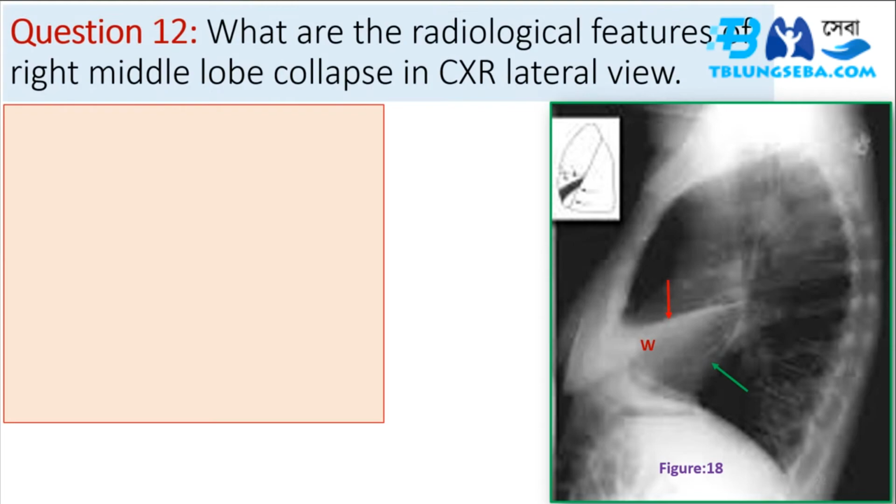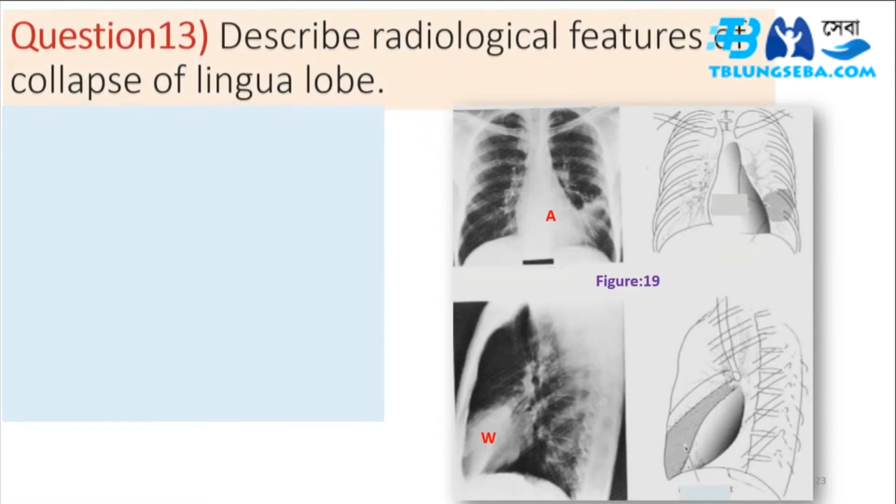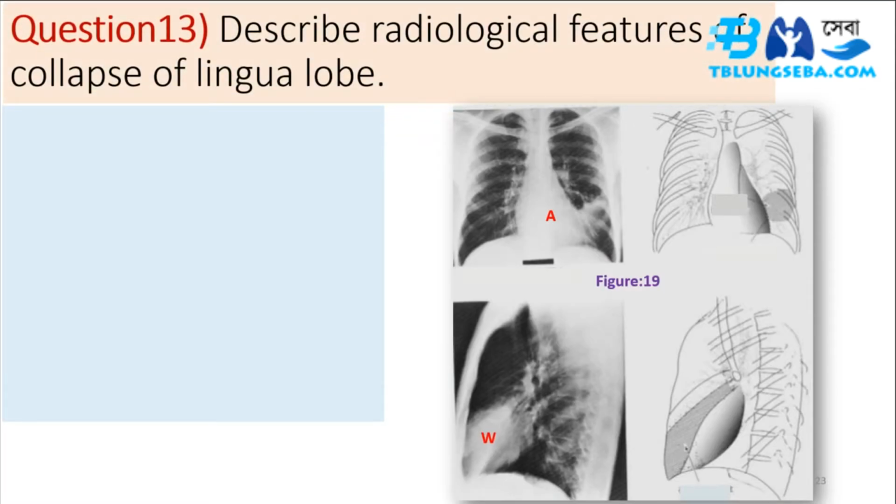Question 12. What are the radiological features of right middle lobe collapse in CXR lateral view? A lateral chest X-ray film confirms the diagnosis of right middle lobe collapse. The minor fissure, red arrow, moves down, and the major fissure, green arrow, moves up, leading to a wedge-shaped opacity.